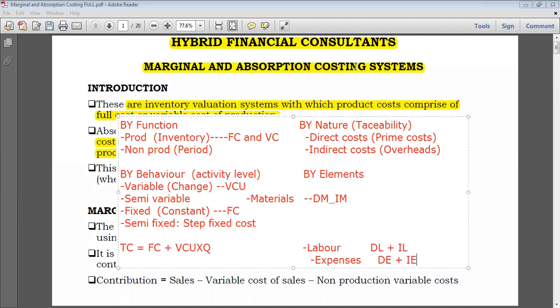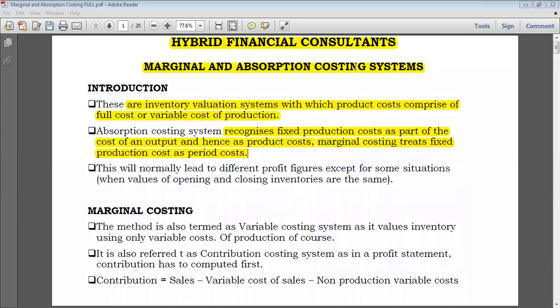Let's now go to our main topic, our main concern. So going back to our main concern, as I just told you, I think now it's somehow clearer. When you just see the words marginal and absorption, do not worry about how we go about it. Just know that marginal costing involves valuing inventory using only variable cost of production, while absorption costing involves valuing inventory using both variable and fixed cost of production. So that's what you have to know.